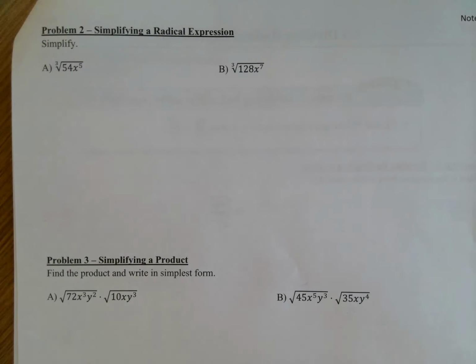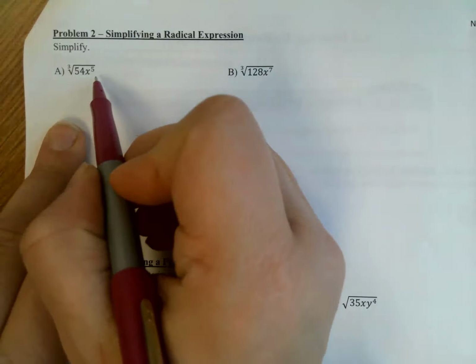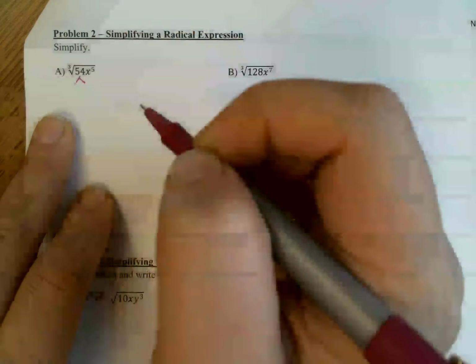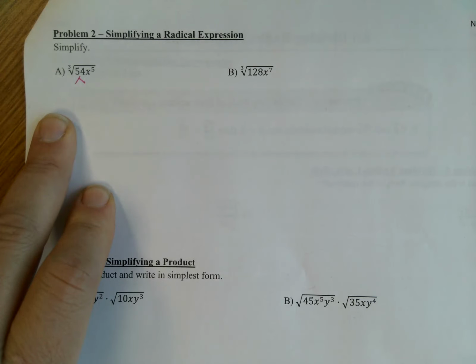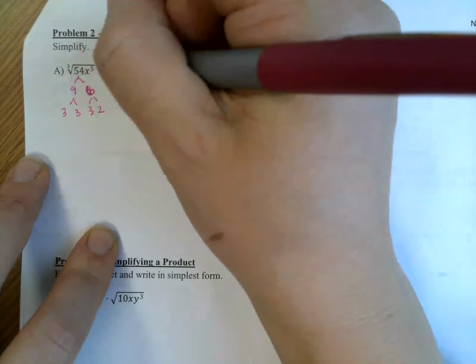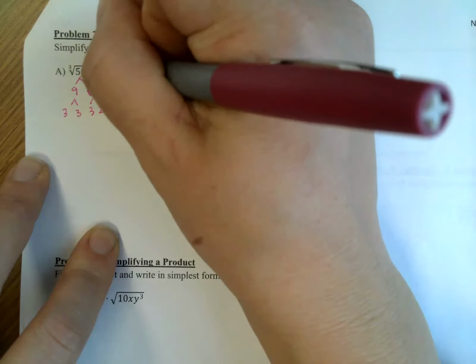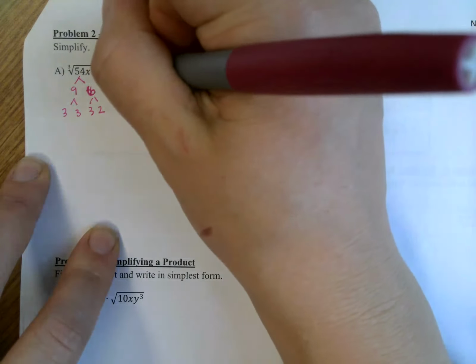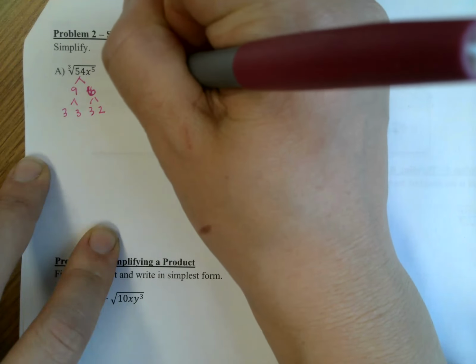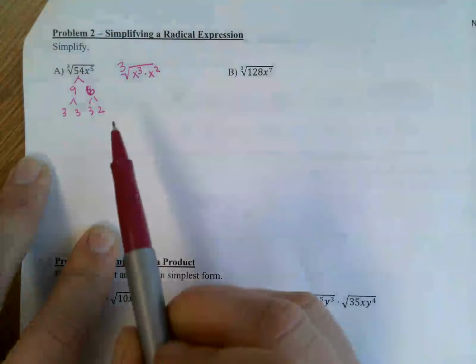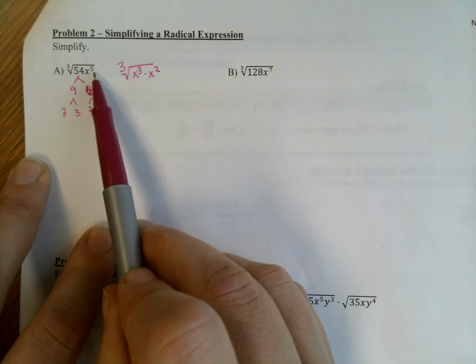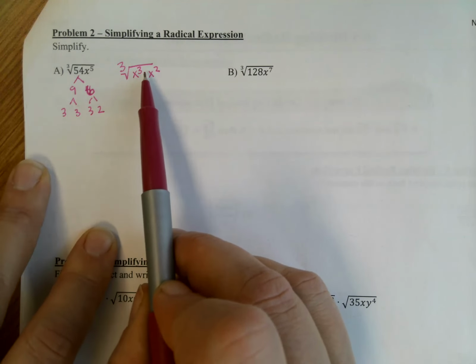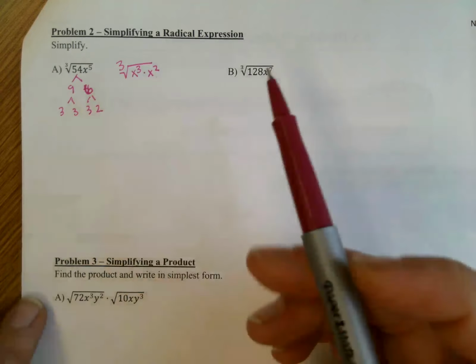So let's simplify this, shall we? Now I have a number and an x here. So I'm going to do my factor tree. I'm also going to rewrite x to the 5th, so that's powers of 3. So I'm looking for powers of 3, so I'm going to rewrite this as x cubed times x squared. I still have 5 x's there because I have a total of 5 x's. I just rewrote it so that it's easier to simplify.